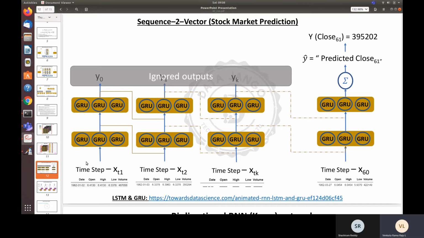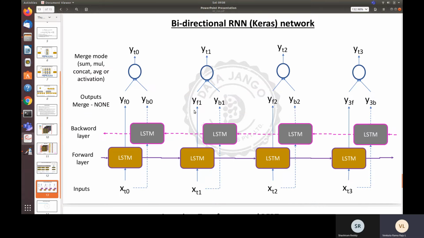Okay, there is another concept called bi-directional RNN. This can be used for sequence to sequence generation or text classification also, because when you look at a sentence, for example, Johnny, the president, promised to deliver something.